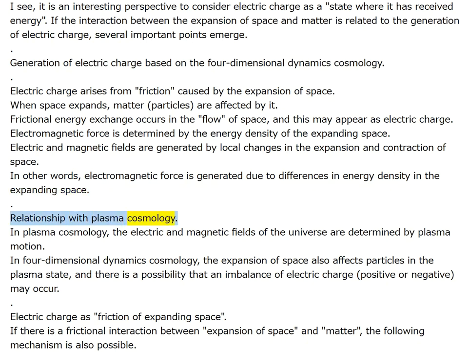Relationship with plasma cosmology. In plasma cosmology, the electric and magnetic fields of the universe are determined by plasma motion. In four-dimensional dynamics cosmology, the expansion of space also affects particles in the plasma state, and there is a possibility that an imbalance of electric charge, positive or negative, may occur. Electric charge is friction of expanding space. If there is a frictional interaction between expansion of space and matter, the following mechanism is also possible.